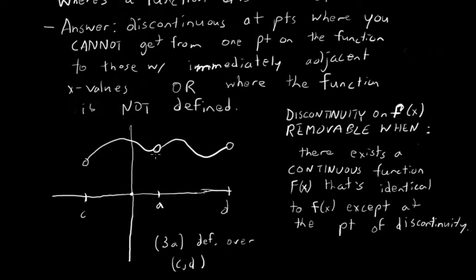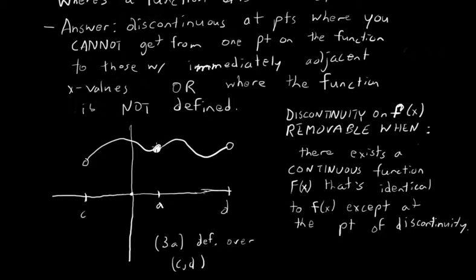And here we know that there exists such a function, because what would happen if we fill in this hole? If we filled in this hole, well, we'd have a continuous function. We have a function now where we can get from every point on the function to points with immediately adjacent x values without having to lift our pencil off the paper.